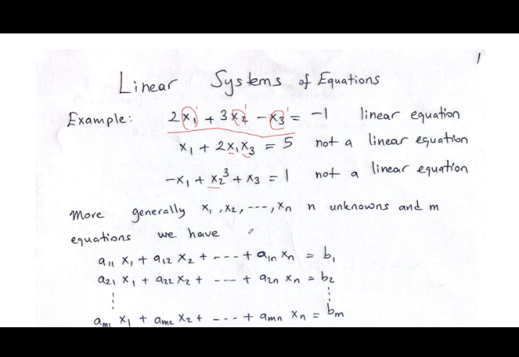So when we have a system, basically we will be talking about n number of variables, and we will be given m number of equations. So each equation is a linear equation with constant coefficients. Then this is the linear system of equations that we are going to solve in this video.